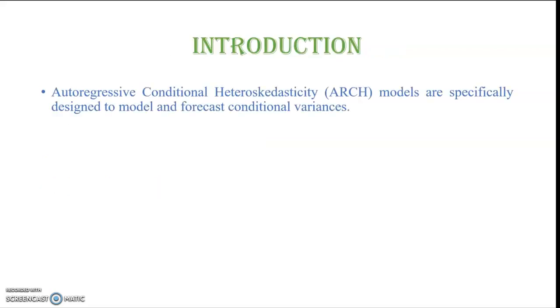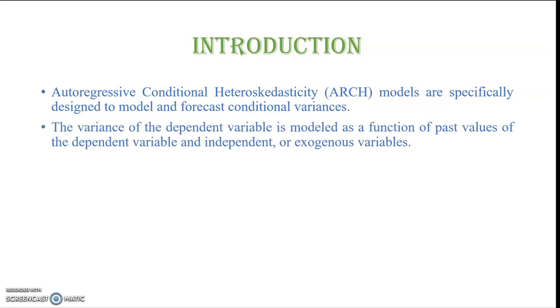I start with the introduction. Autoregressive conditional heteroscedasticity, that is ARCH models, are specifically designed to model and forecast conditional variances. The variance of the dependent variable is modeled as a function of the past values of the dependent variable, and independent or exogenous variables as well.